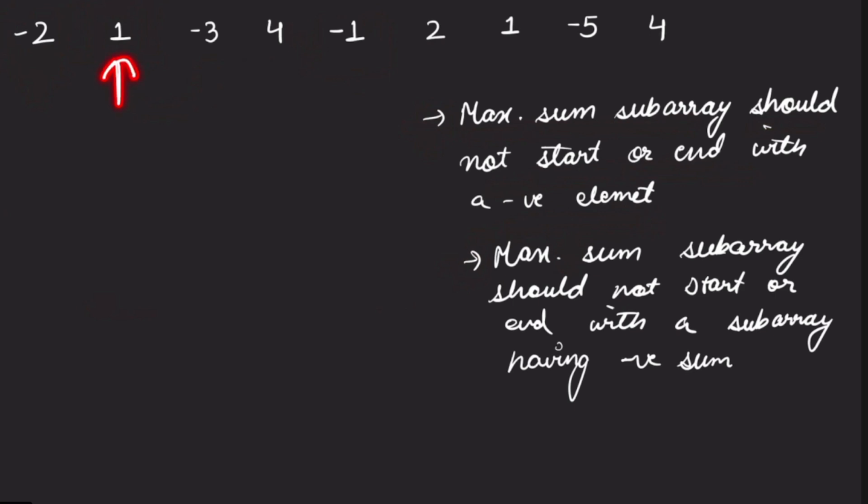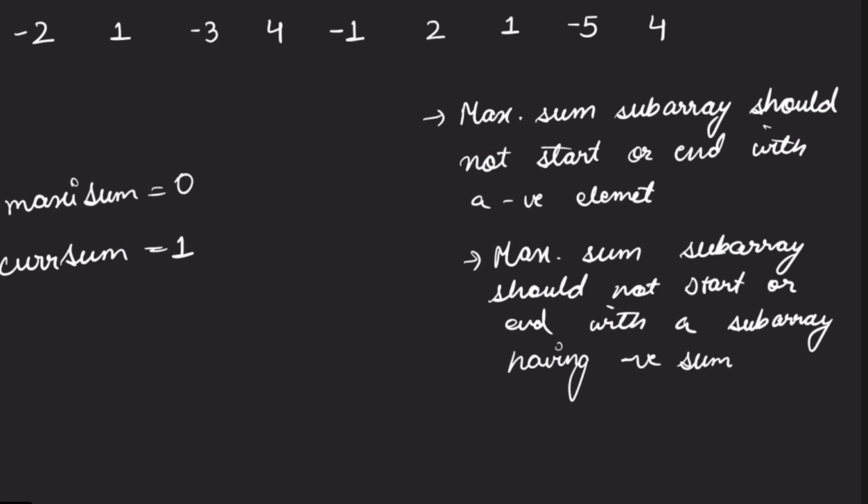So at this point, what is the sum of our subarray? Our sum is 1. So we will keep track of our current sum. So instead of sum, we can say our current sum. Our current sum is 1, and at the end we need to return the maximum sum, right? So we will also track the maximum sum till now.